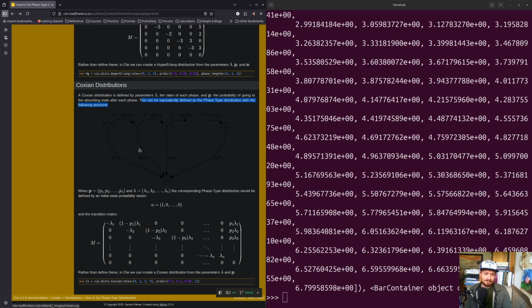Okay, so in this case, for the parameters, when p is equal to p1 through pn and lambda is equal to lambda 1 through lambda n, the corresponding phase type distribution would be defined by an initial state probability vector. Alpha is 1 followed by a bunch of zeros for all of the other states, and then the absorption state as well. So this is one of those examples where you definitely start off at the start of a sequence. You don't just jump into different parts.